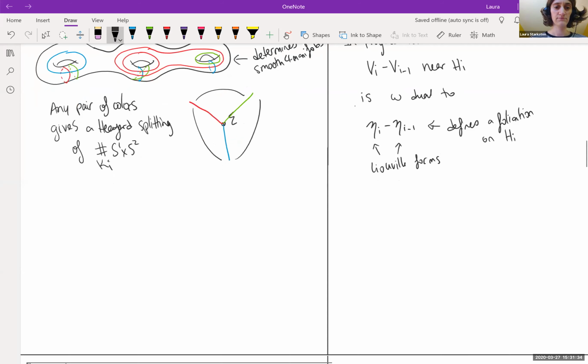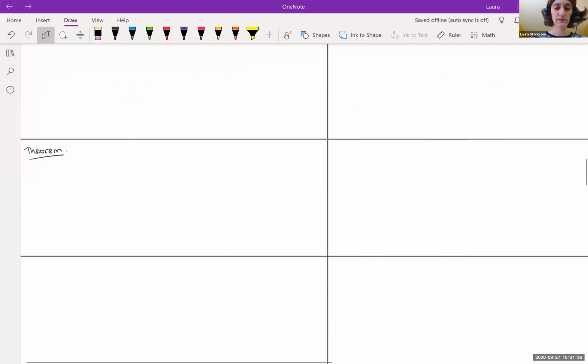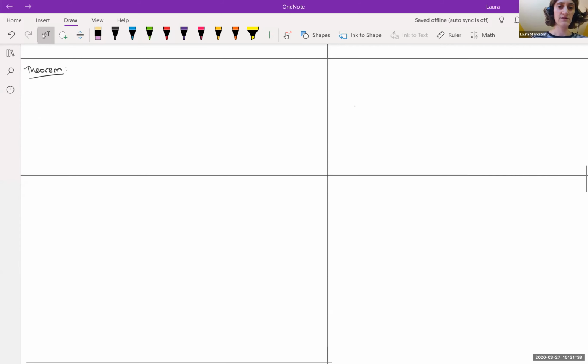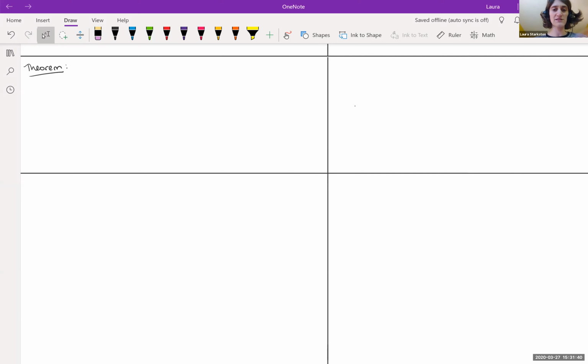So I'm going to give some theorems, keeping with this smooth-symplectic split. I'm going to start out with the theorem on the smooth side due to Gay and Kirby. This is the first theorem about trisections, which is that they exist. So every smooth four-manifold admits a trisection.